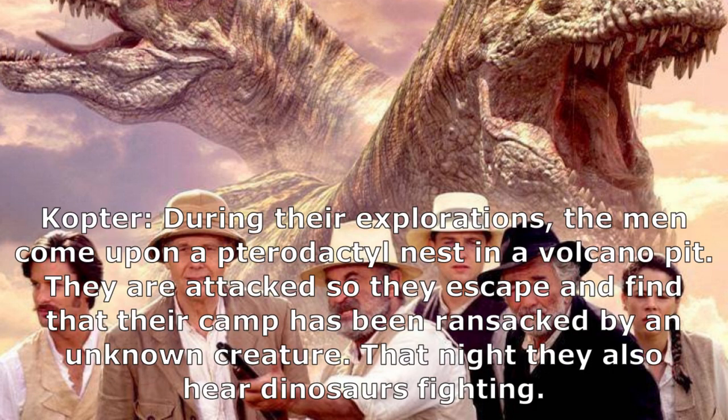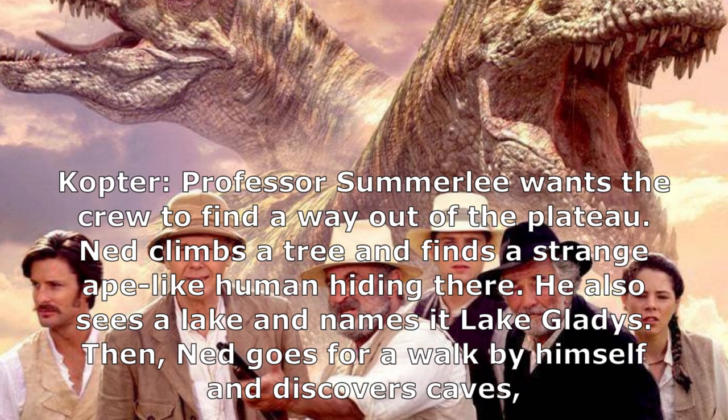During their explorations, the men come upon a pterodactyl nest in a volcano pit. They are attacked, so they escape and find that their camp has been ransacked by an unknown creature. That night, they also hear dinosaurs fighting. Professor Summerlee wants them to find a way out of the plateau. Ned climbs a tree and finds an ape-like human hiding there.